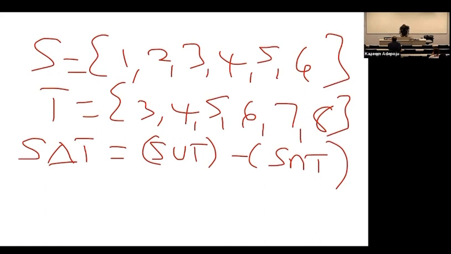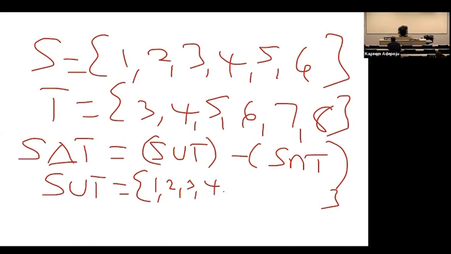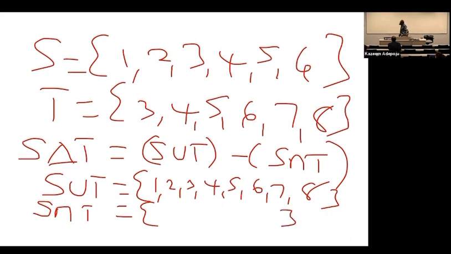Now, when you have your S union T, what is the union? It's like combining the two sets, but when you combine the two sets, there is no repetition. So I think I'm going to have 1 to 8: 1, 2, 3, 4, 5, 6, 7, 8. Then you're going to do intersection. What do they actually have in common? I think they have 3, 4, 5, 6 in common.